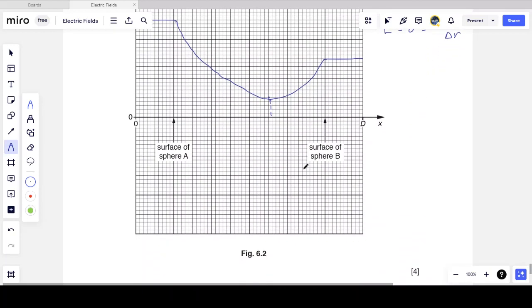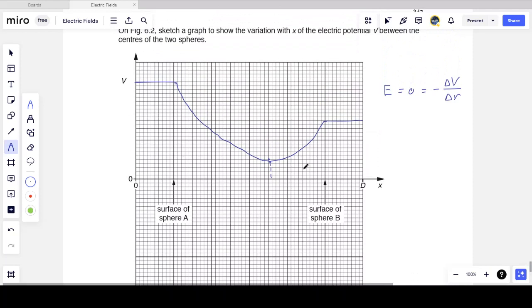Now that question is worth 4 marks, so it's very important that every section of the graph is neat. Mine is not totally neat, but again, it would be much easier drawing it in pencil. Draw it freehand and make sure that your horizontal lines look horizontal and your curves look like curves. Basically, it shouldn't be a straight line.